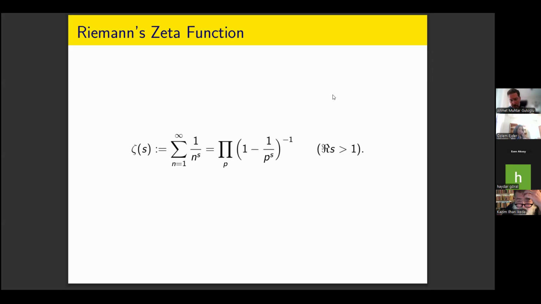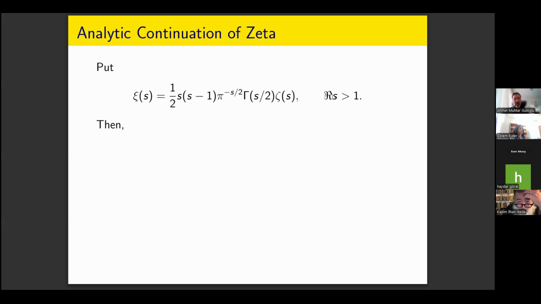So what's the analytic continuation of this function? This is due to Riemann, of course, 1859, I think. He proved two results and made several conjectures. So he multiplies the zeta function by a gamma function and some factors here to form this completed L function.